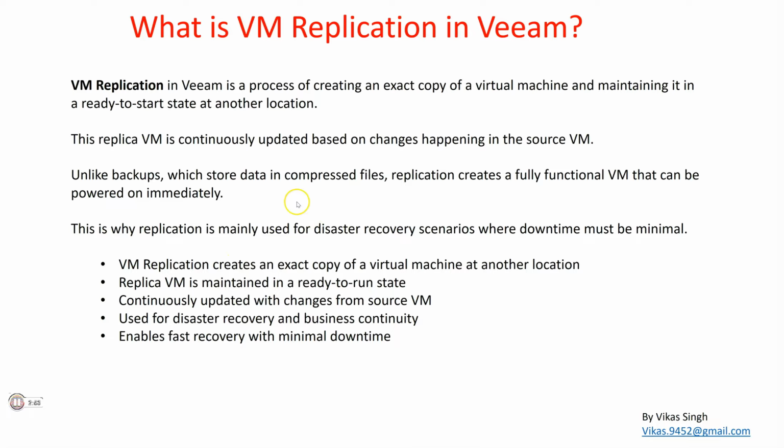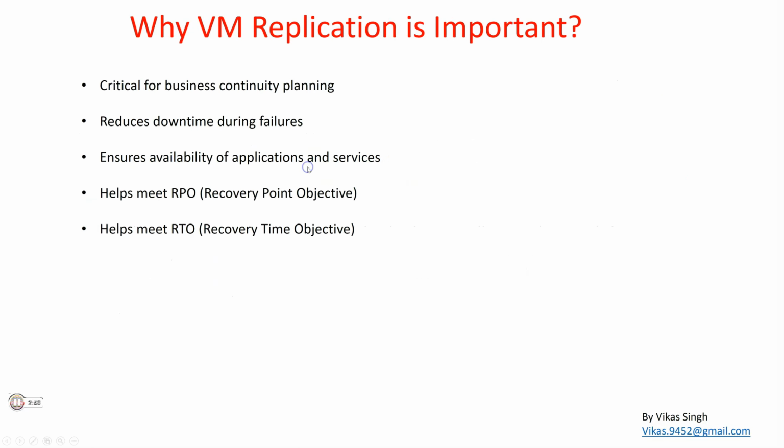These are some key benefits of using Veeam replication, and why VM replication is important. So now let's understand why replication is critical for any real or production environment. Replication plays a major role in business continuity planning, reduces downtime during failures of your production site, ensures application availability when disaster happens, and meets the RPO and RTO requirements as per your design and infrastructure requirement.